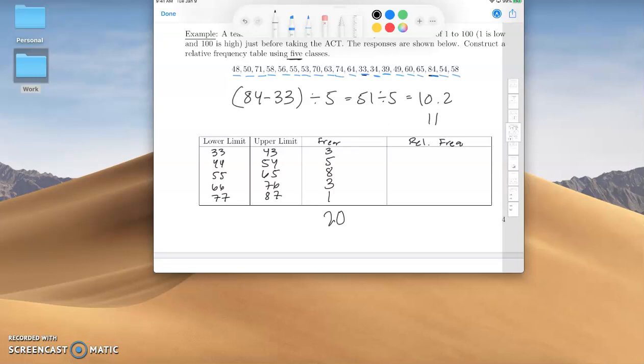And now we need to do our relative frequency. So first we're going to do 3 divided by 20, and that's going to give us 0.15. 5 divided by 20 should give us 0.25 because it's 1/4. 8 divided by 20 is 0.4, and we already know 3 divided by 20 is 0.15 from that first class, and then 1 divided by 20 is 0.05. And let's just double check. We have 0.15 plus 0.25 plus 0.4 plus 0.15 plus 0.05, and that gives us 1.0. So that's another quick way to go ahead and check your answer.